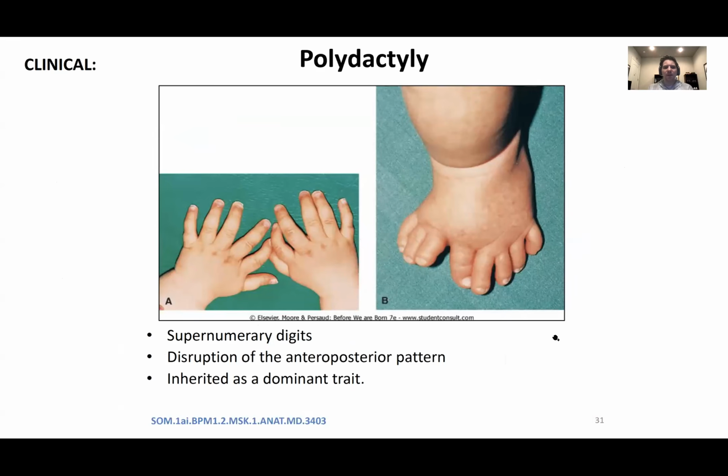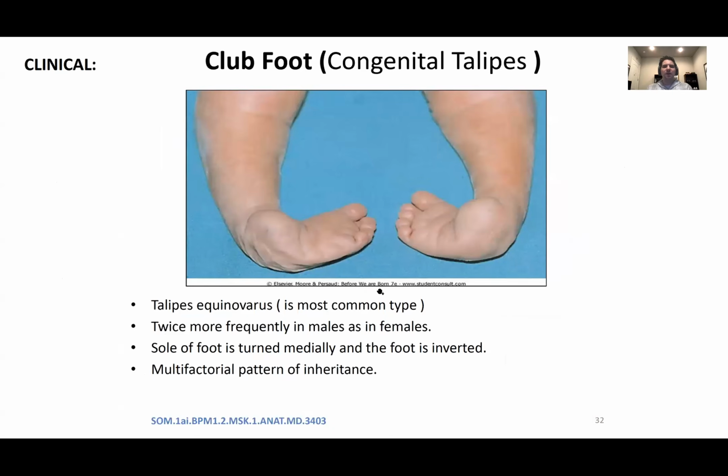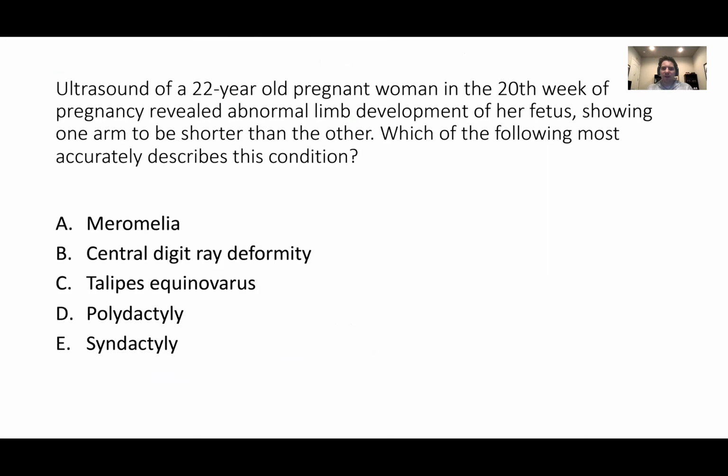Polydactyly, poly meaning extra. You have this extra digit. Again, it has a problem with this anterior posterior pattern. When we think anterior posterior, we think Sonic Hedgehog. Clubfoot or talipes equinovarus. Sounds like Harry Potter, but all right, so that's clubfoot. They could know both names for this because they could ask you either way. All right, try this question.